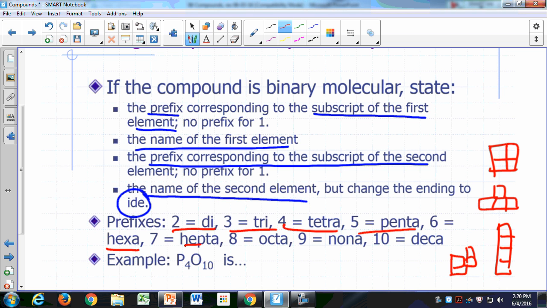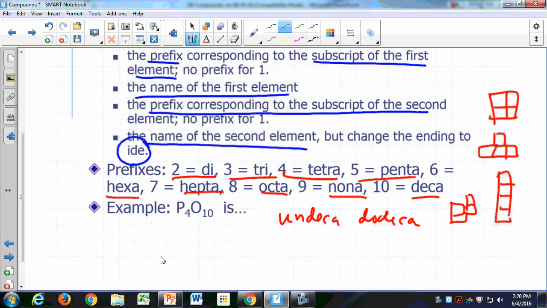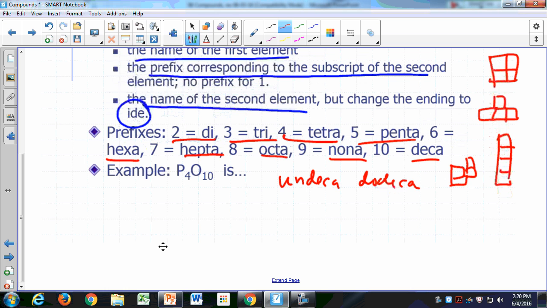Hexa is 6, hepta is for subscript 7, octa would be the prefix for subscript 8, nona for subscript 9, deca for subscript 10. If you want to continue, undeca is 11, dodeca is 12. Okay, and so let's look at P4O10, this example right here. What would be the name of this compound?